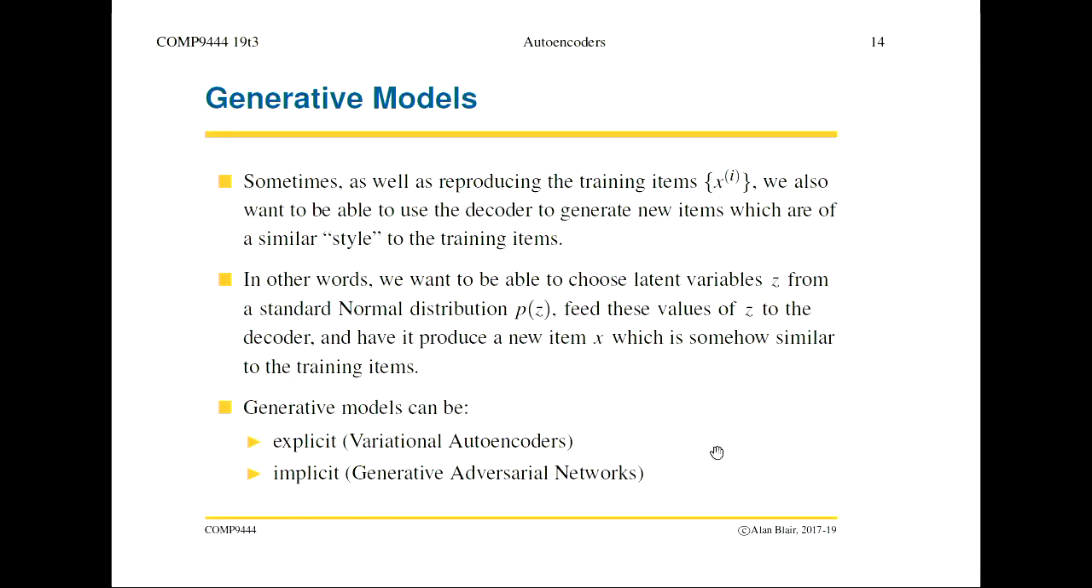Now, today I'm going to talk about variational autoencoders, and then next week we'll talk about generative adversarial networks, which do the same job. Now, this variational autoencoder is called an explicit model because there's a well-defined probability distribution, and it's based on the original images. The generative adversarial networks are called implicit because there isn't any explicit probability distribution in there. I'll say a bit more about this next time.